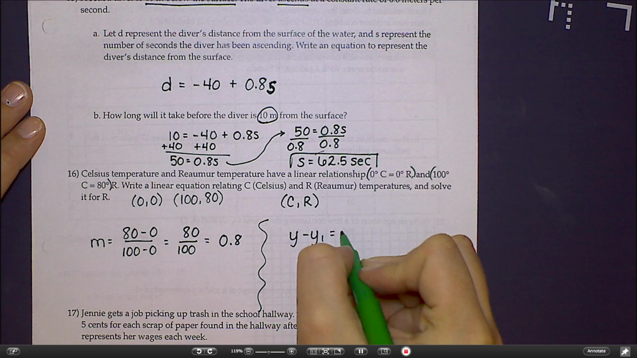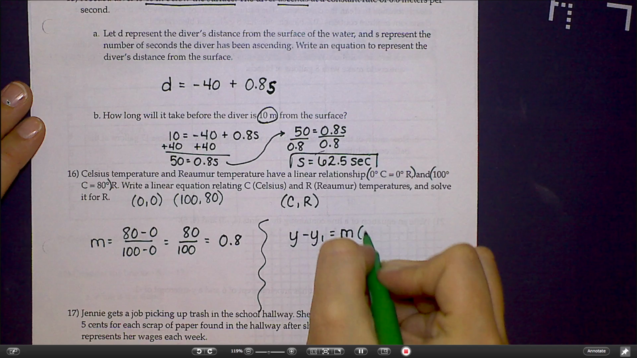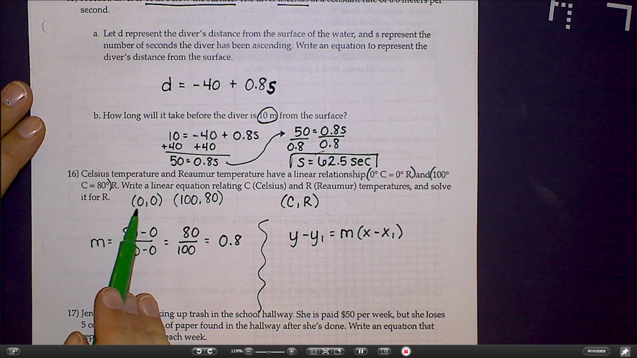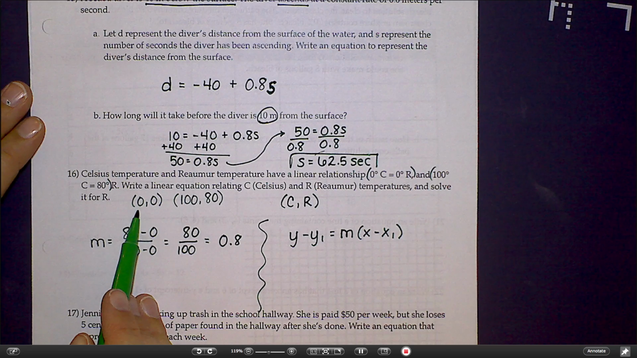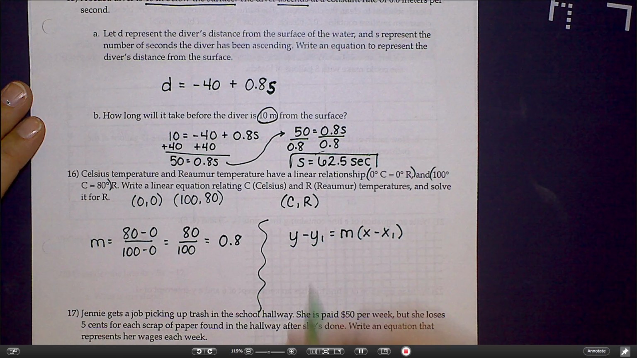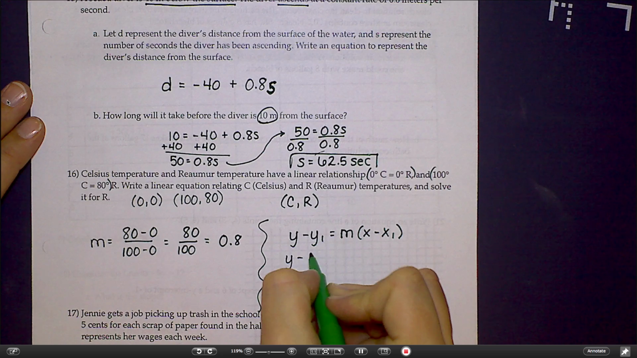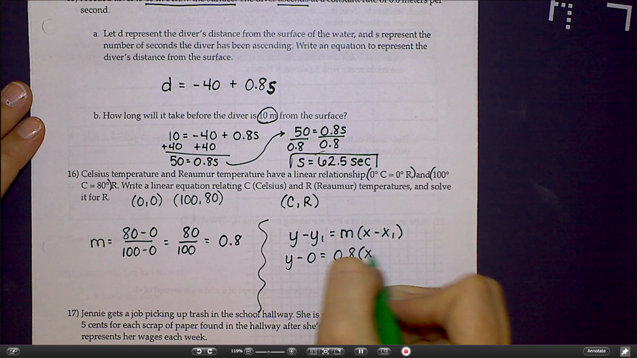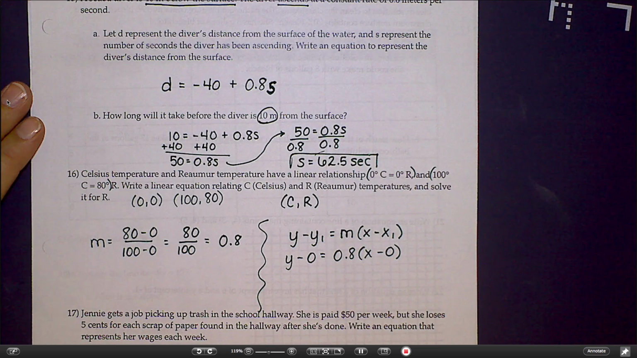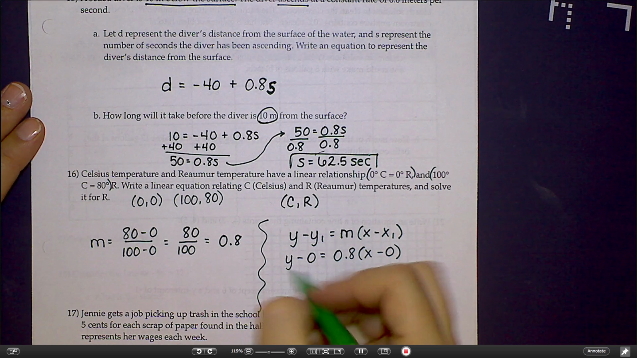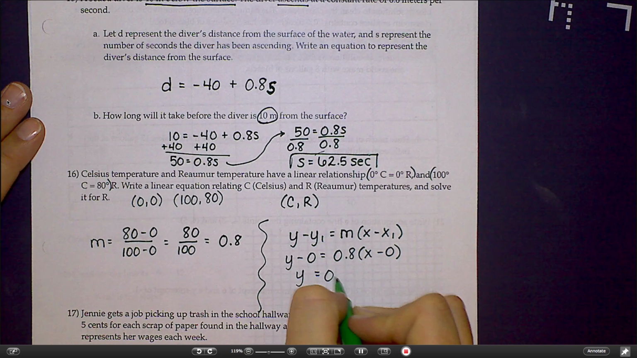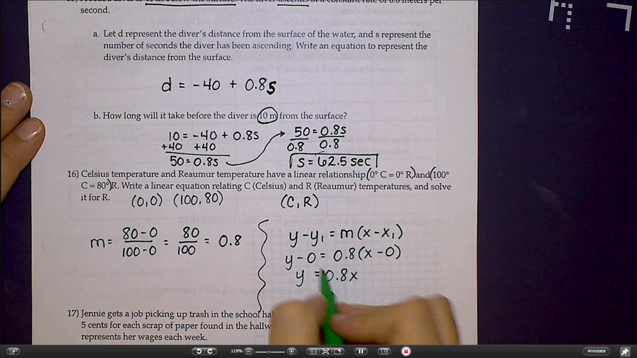equation. This is actually going to be a really easy one once you start plugging things in. Because if you notice, I have one coordinate here that's all zeros. So I'm going to use that one as my y1 and my x1. That would leave me with y minus 0 equals 0.8 and then x minus 0. Y minus 0 is just y, and x minus 0 is just x, so this is really just going to come out to be y equals 0.8x.